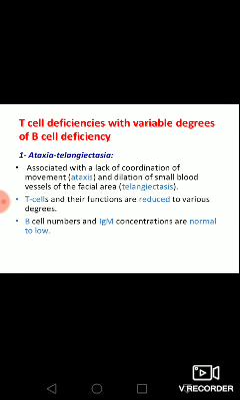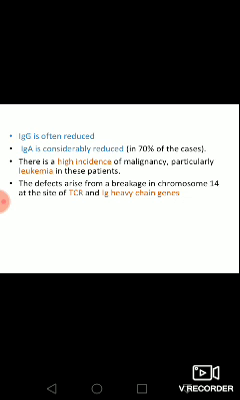The function is reduced and the count is reduced, and the B cell number and immunoglobulin concentrations are normal to low. Immunoglobulin G is reduced, immunoglobulin A is also reduced, there is a high incidence of malignancy, and the major defect is in TCR and BCR, the T cell receptor and B cell receptor, at chromosome 14.